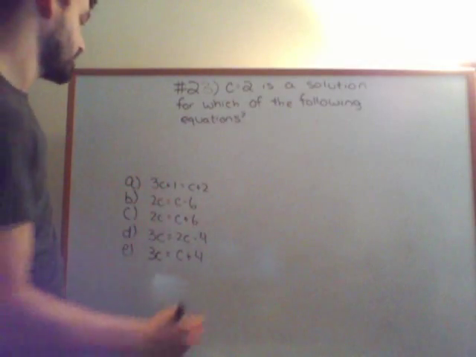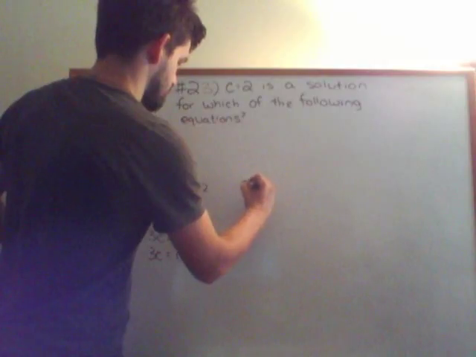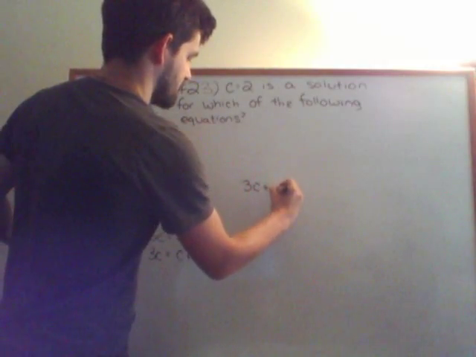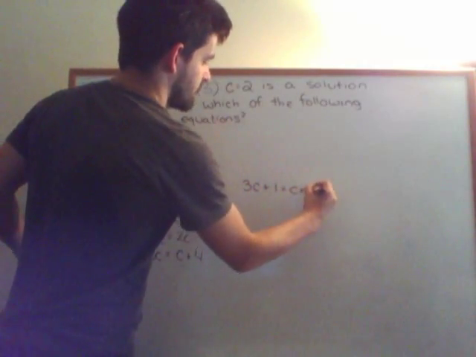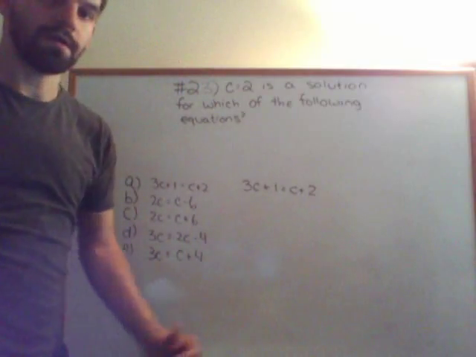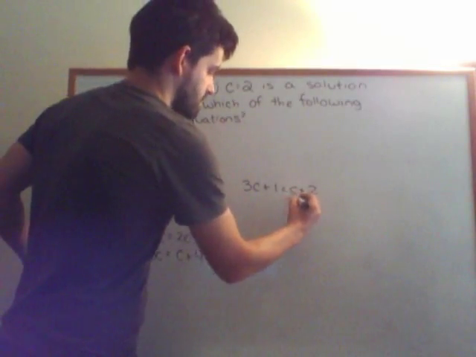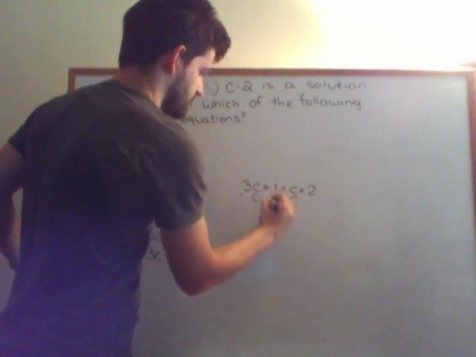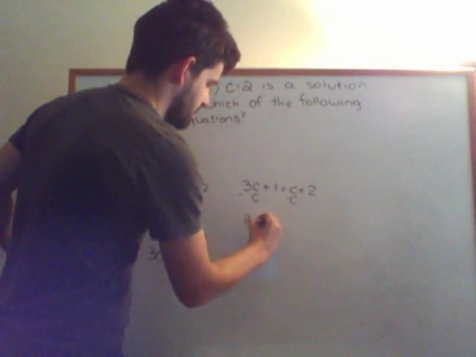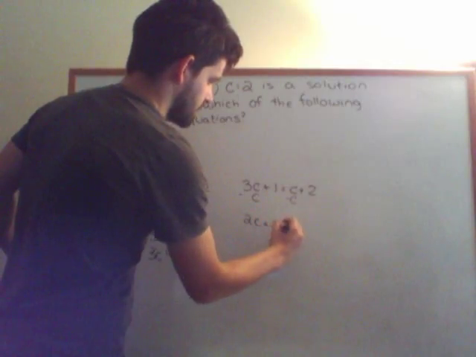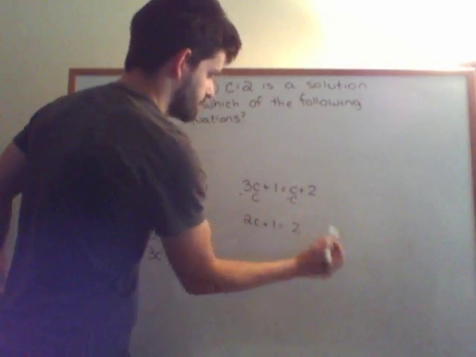So for choice A, we have 3c plus 1 equals c plus 2. Let's start by getting the variable on one side only of the equation. So let's subtract c from both sides. This is going to give us 2c plus 1 is equal to 2.